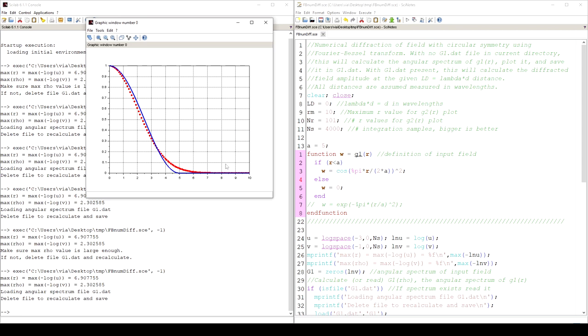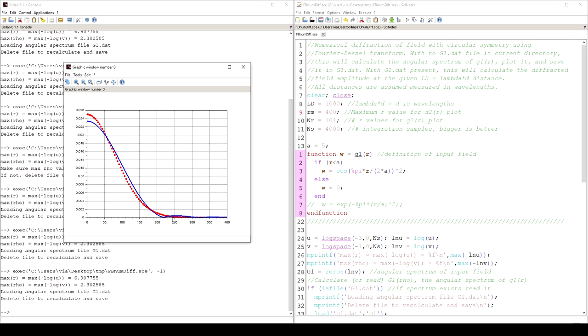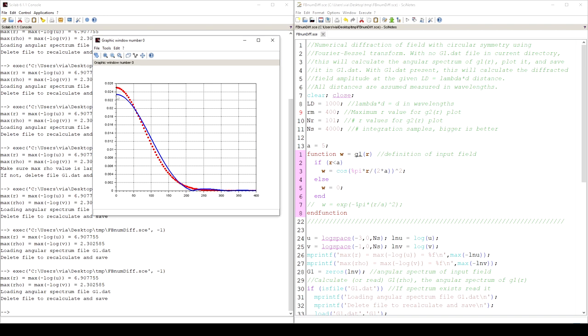Let's do a distance of, maybe 100. Maybe this needs to be about 40. Let's see. And so there is the diffraction of that cosine squared field. And maybe we go out to 1,000. Okay, so there is a comparison of those two different fields. You can see there's an actual field that we could implement in the real world that would be at least roughly approximate to the behavior of the Gaussian.